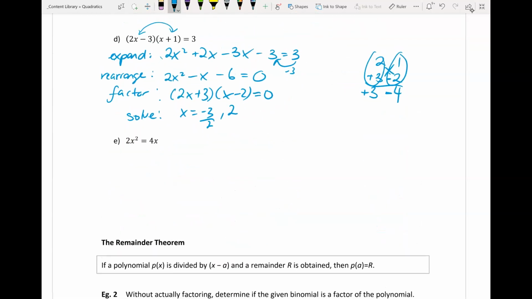And this next one, I'm going to move everything to one side so we can have our polynomials equal to 0. So I'll subtract both sides by 4x. So we have 2x squared minus 4x is equal to 0. Now I can factor, and these two terms have 2 in common as well as x. I'm going to factor out 2x. Then I'll be left with x minus 2.